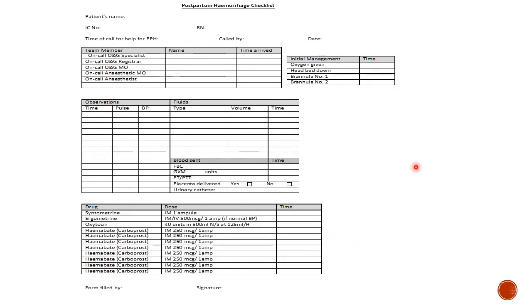This basically is a summary of what you have done to resuscitate the patient. So who has been called? Was there oxygen? Was there a branula? Then what is the observation? BP, pulse rate? What are the fluids that have been given? Bloods have been given. All right, CBD or not, GXM or not. So the medications are also here.